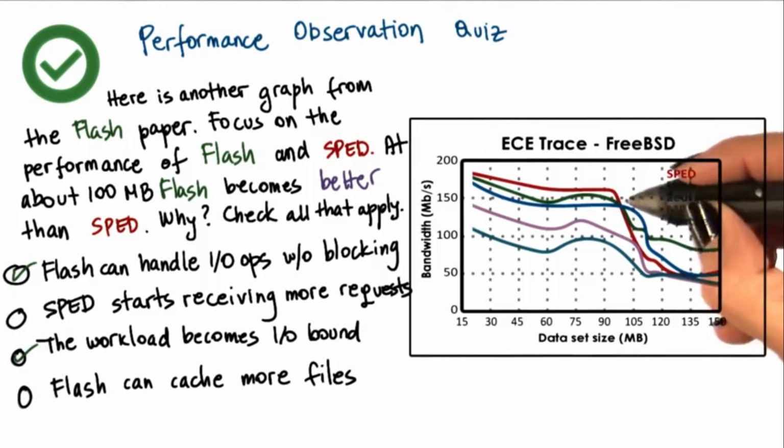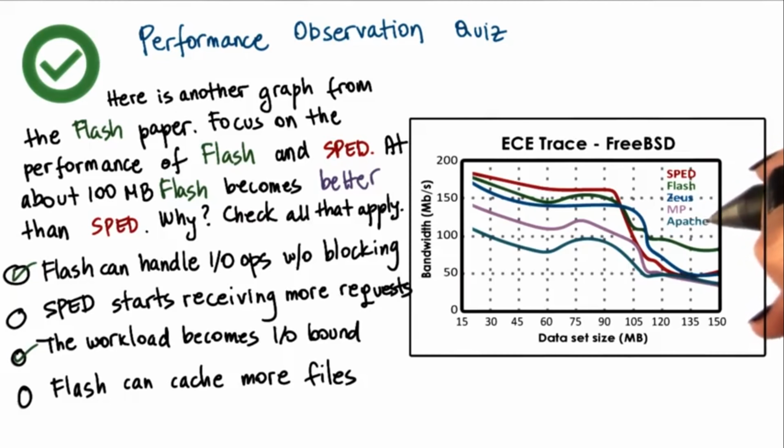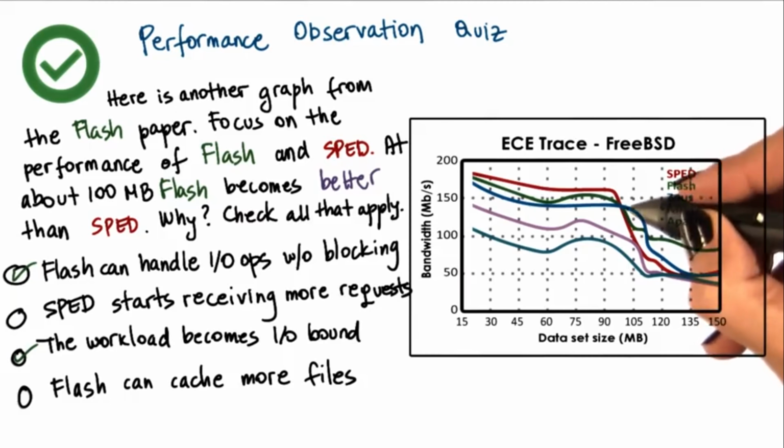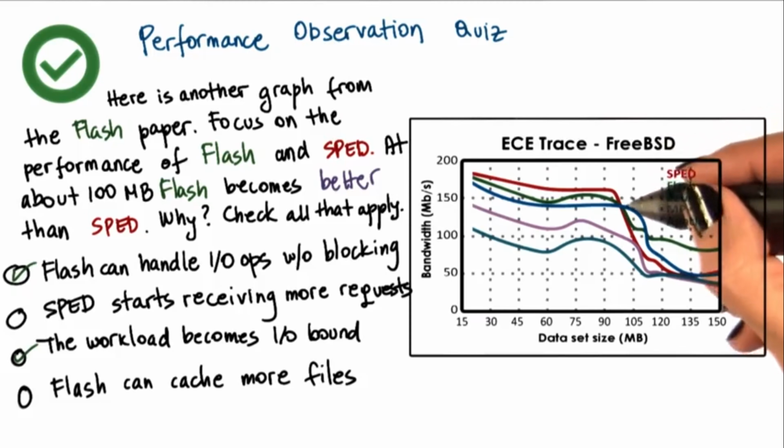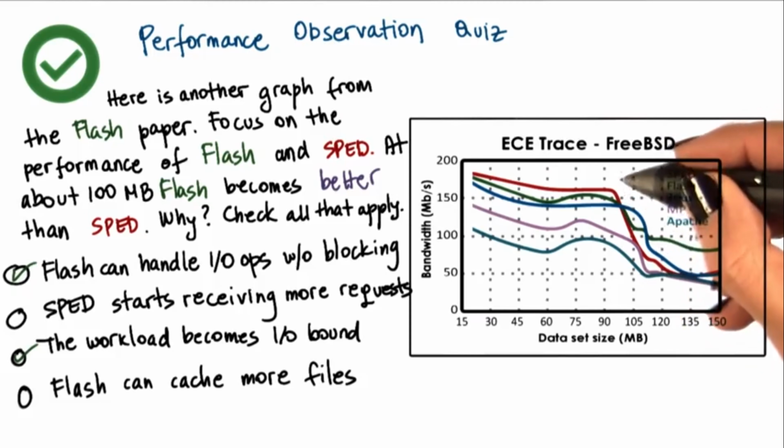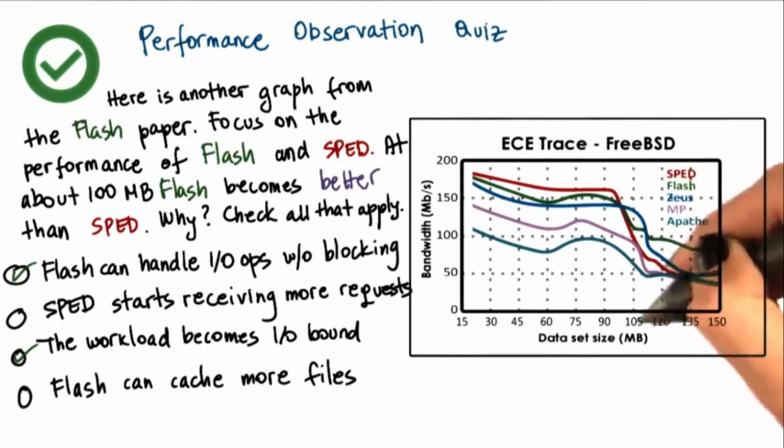For SPED, at this point, once the workload starts becoming more I/O-bound, the problem is that a single blocking I/O operation will block the entire process. None of the other requests can make progress, and that's why its performance significantly drops at that point.